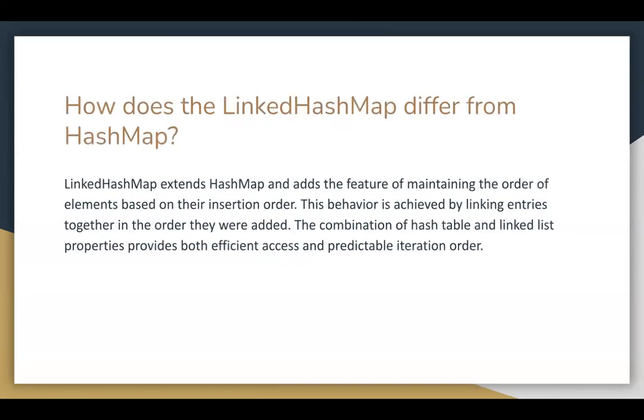How does the LinkedHashMap differ from the HashMap? LinkedHashMap extends HashMap and adds the feature of maintaining the order of elements based on their insertion order. This behavior is achieved by linking entries together in the order they were added. The combination of hash table and linked list properties provides both efficient access and predictable iteration order.